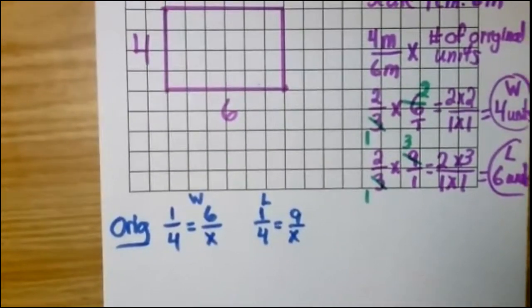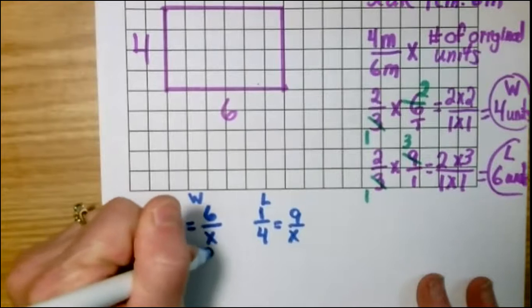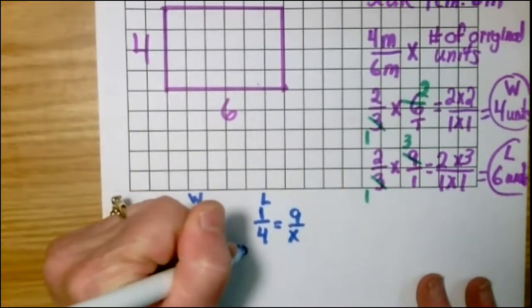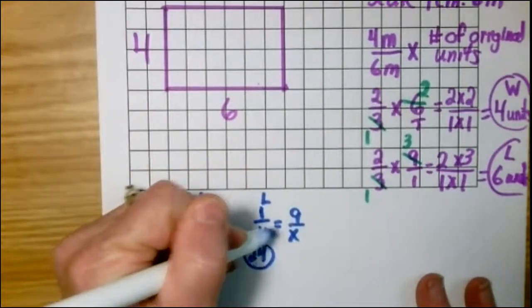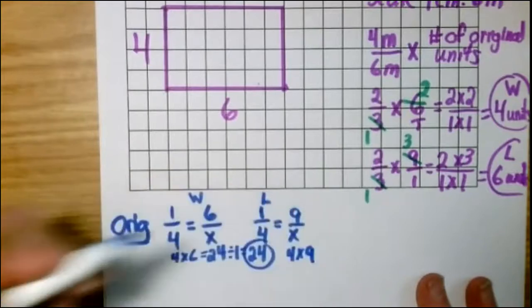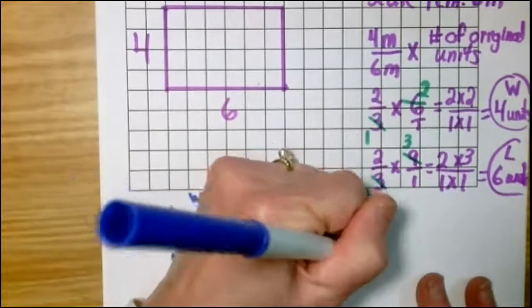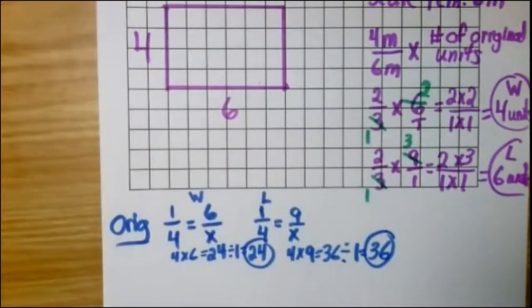And then we cross multiply and divide. This will be an easy cross multiplying and dividing. So let's see, this will come out to 4 times 6, 24, divided by 1, which is super easy, just 24. That's our width. Our length is 4 times 9, 36, divided by 1, which is super easy, 36. That's our length. So what did the question ask us? What is the length and width?